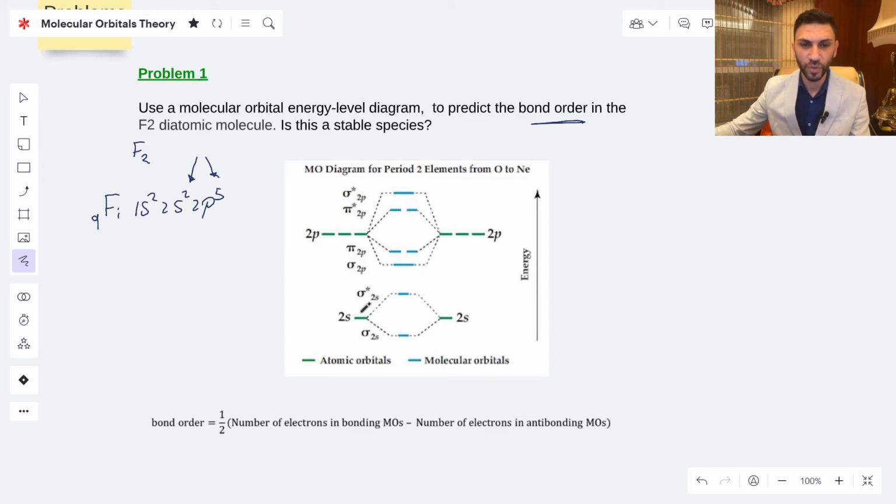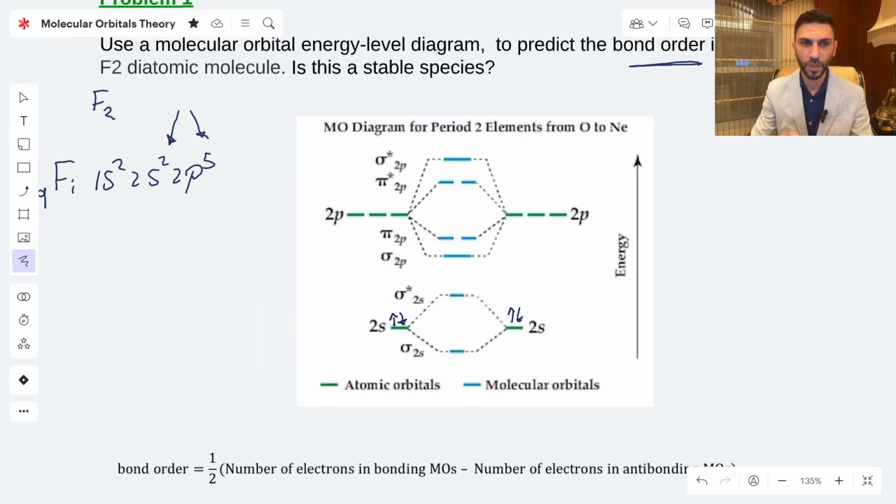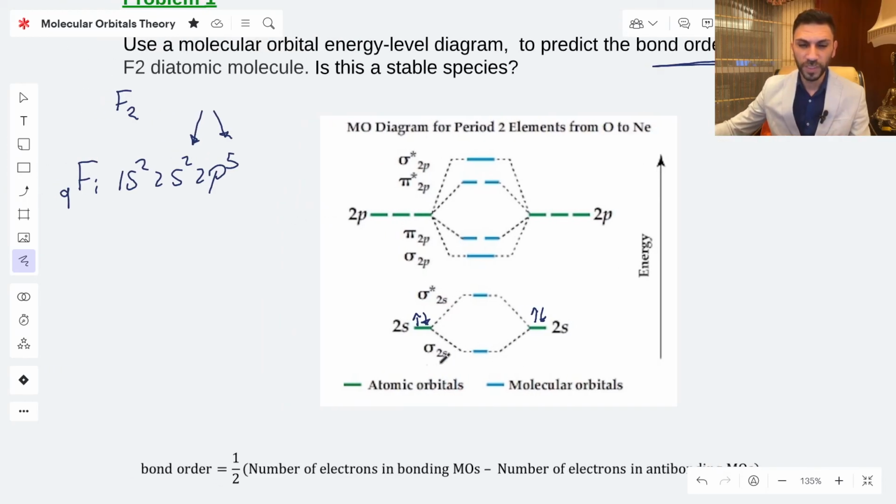Let's start. We have 2 electrons in each atom. This is atom number 1, and this is atom number 2. We start with the sigma 2s. We put 2 electrons. Sigma star 2s, also 2 electrons. Now in 2p, we have 5 electrons: 1, 2, 3, 4, double, double, and single. In 2p for the second atom, also we have single, single, single, and then we double them.